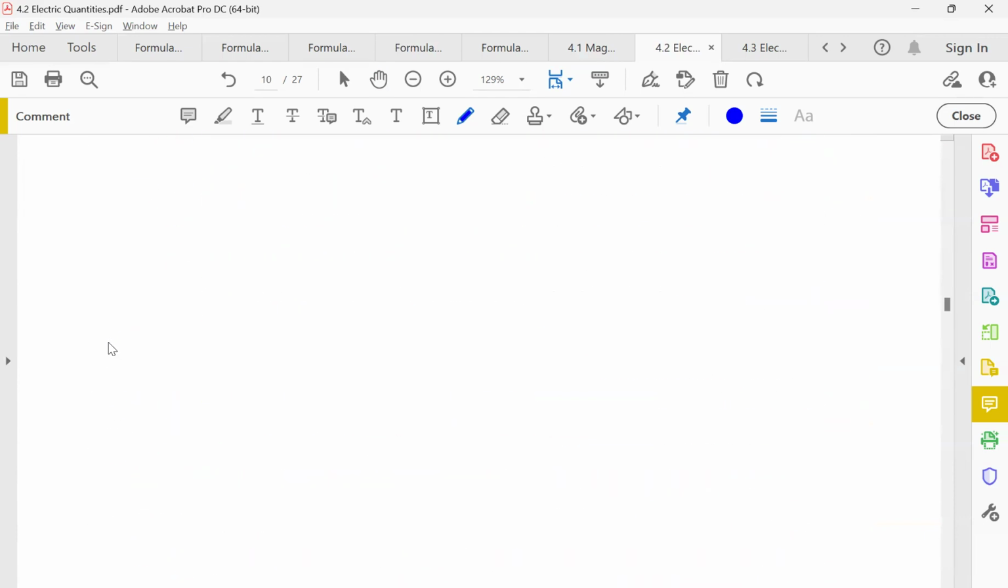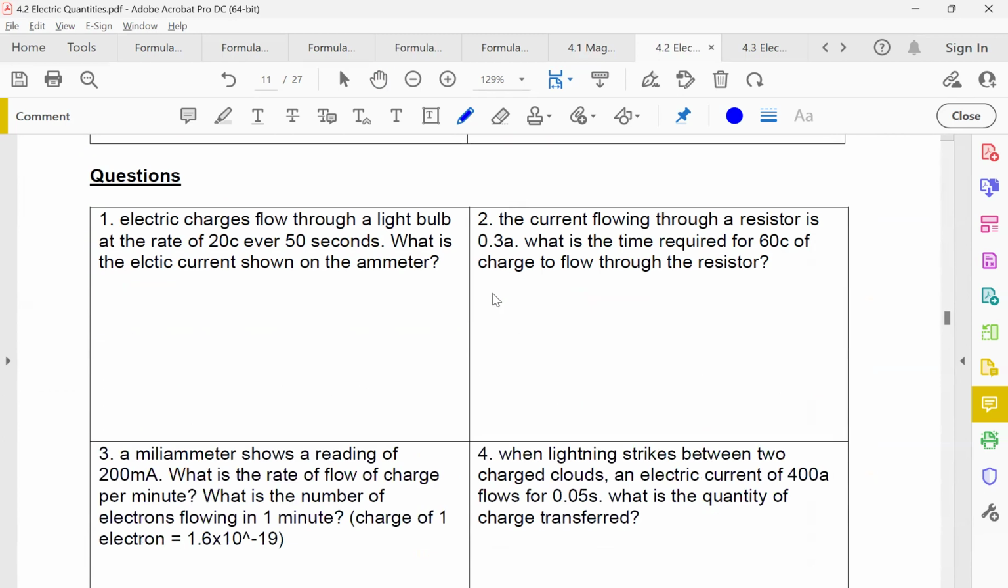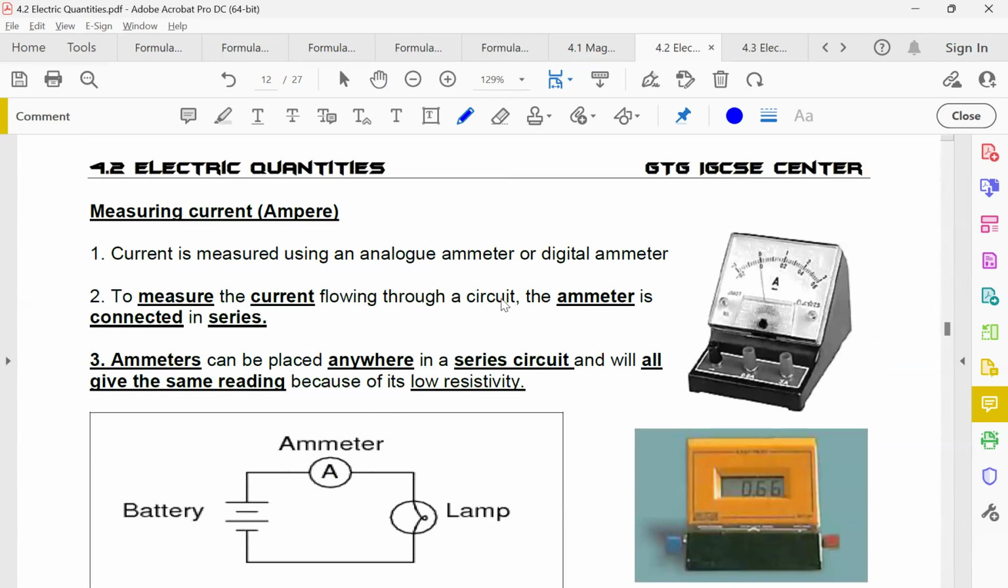Then after that, maybe some form of this calculation will come out also. Maybe. You should know how to do that.